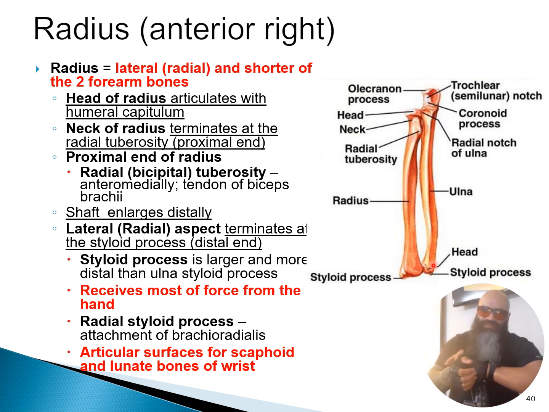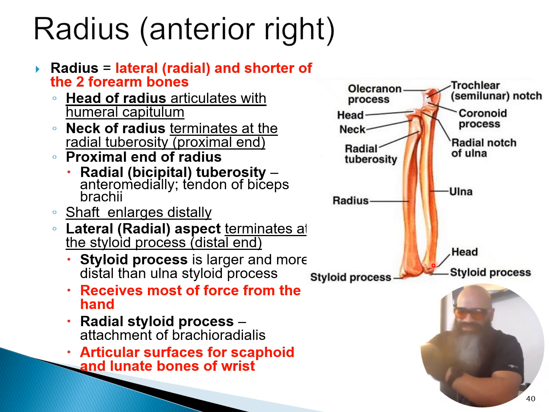So basically, if I were to fall on an outstretched hand, most of the force is going to be propagated towards the radial side, the radial styloid process. It's an attachment site for several forearm muscles. We'll get into that when we get to the forearm muscle section. But yeah, it's basically the radial styloid part.